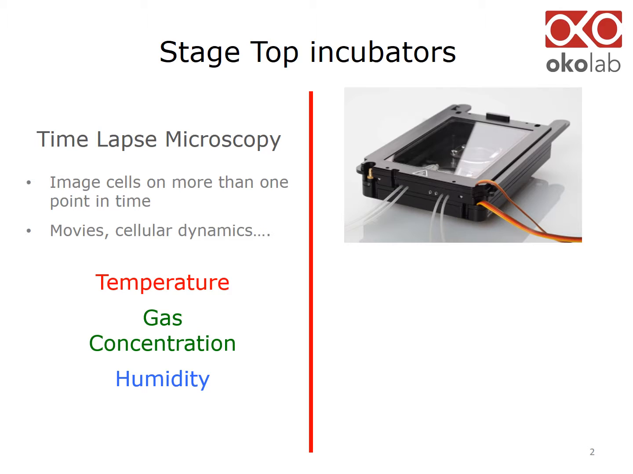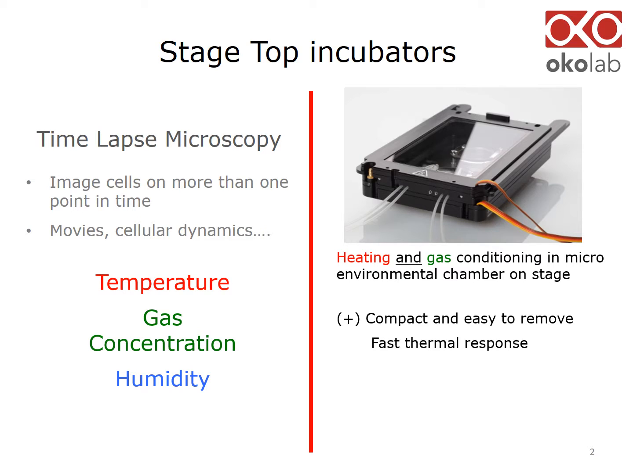The chamber located on the stage and containing your sample provides heating and prevents humidified CO2 from dissipating. It's compact and easy to remove. Remember to use an objective heater if you're imaging with oil immersion objectives.